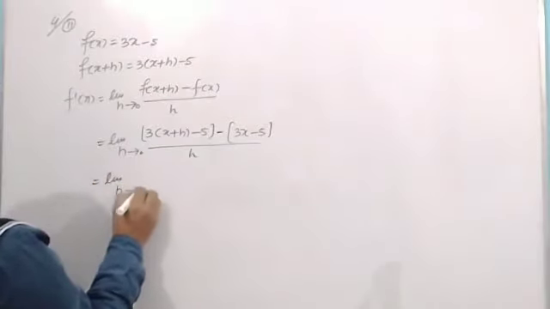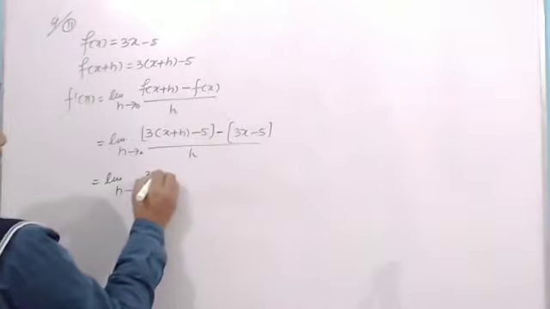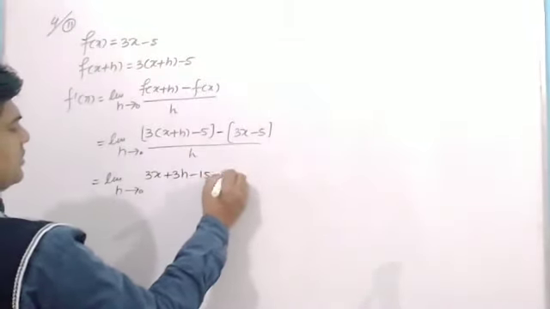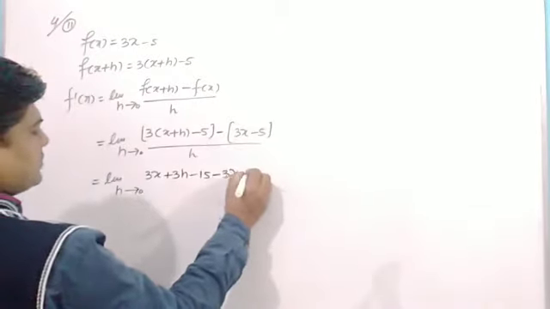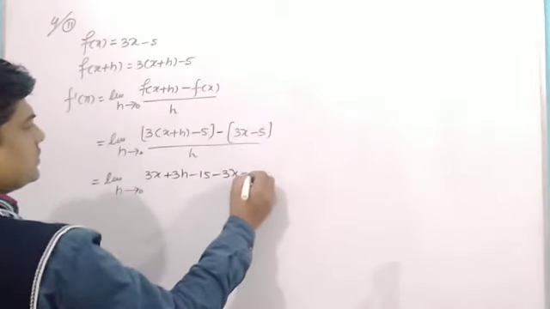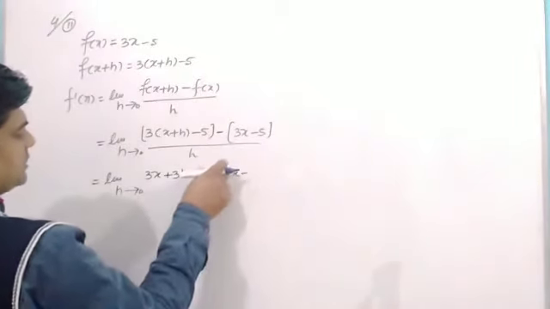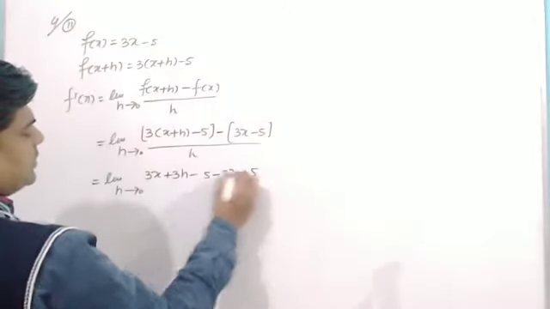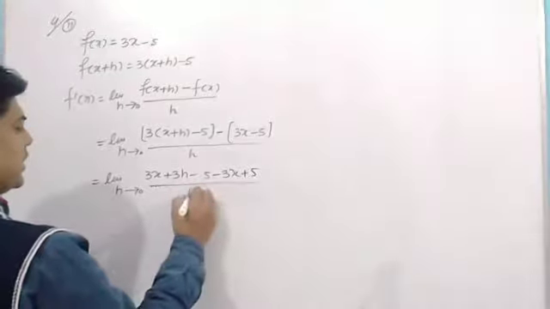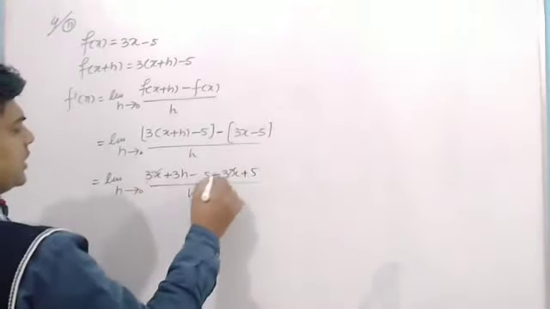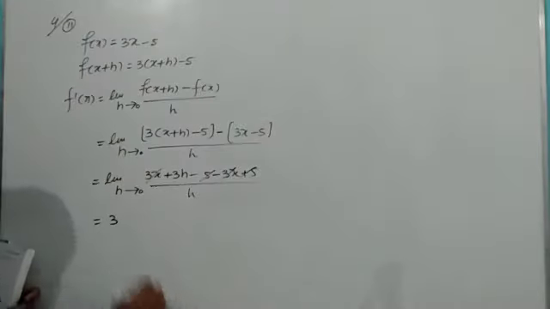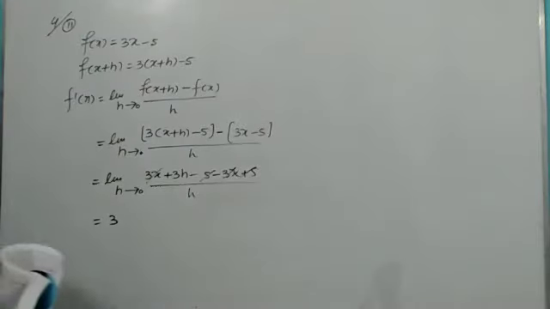Limit h tends to 0, it's 3x plus 3h minus 15 minus 3x, and sorry, it's not minus 15, because that 3 will multiply here only, and plus 5, whole upon h. I think they can cancel. I am having 3h upon h, that h cancels. So the result will be 3 only.